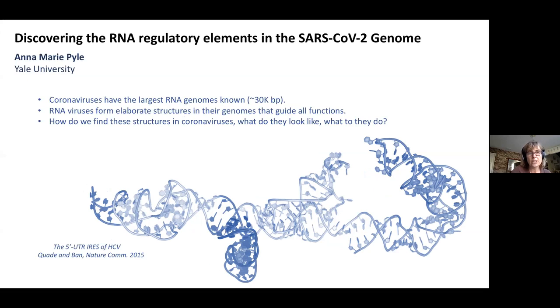And so the question is, how do we find these structures in coronaviruses? What do they look like and what do they do? This picture I'm showing is just a chunk of the hepatitis C virus to show how we think about RNA. It's a little different than most people.